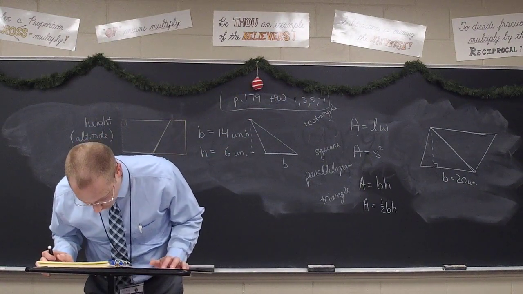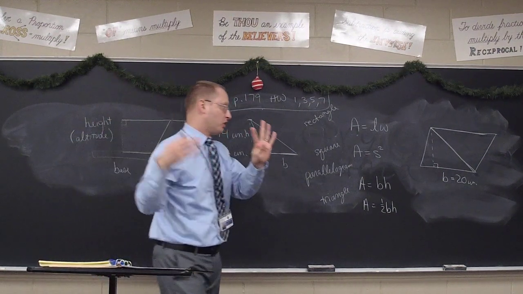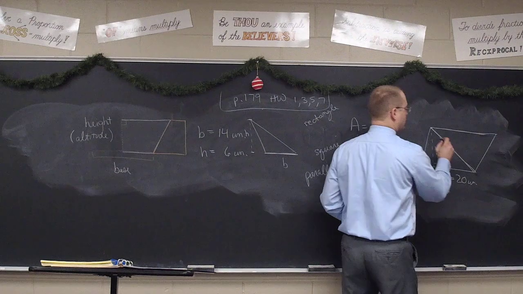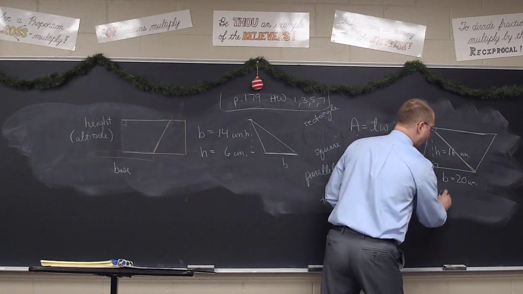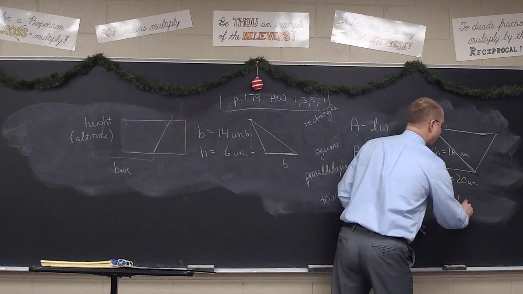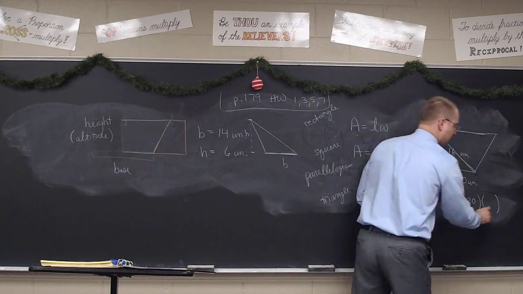Now, let's take a look at the red line, the altitude, the height. How tall, how many boxes tall is that thing? 4. 4, but again, each one is technically 4, so what's the height or altitude of this thing? 16 units. And we know that the area, watch, is 1/2 the base, 20, times the height, 16.